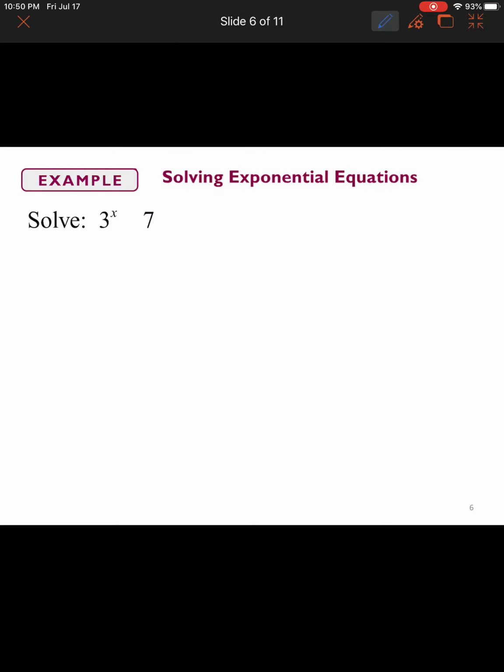Let's keep rolling. So we have 3 to the x equals 7. Now what to do when the bases cannot be rewritten to represent either base? That's when you pull out that natural log function. When the bases cannot be rewritten the same, pull out the natural log. So we're going to take the natural log of both sides.